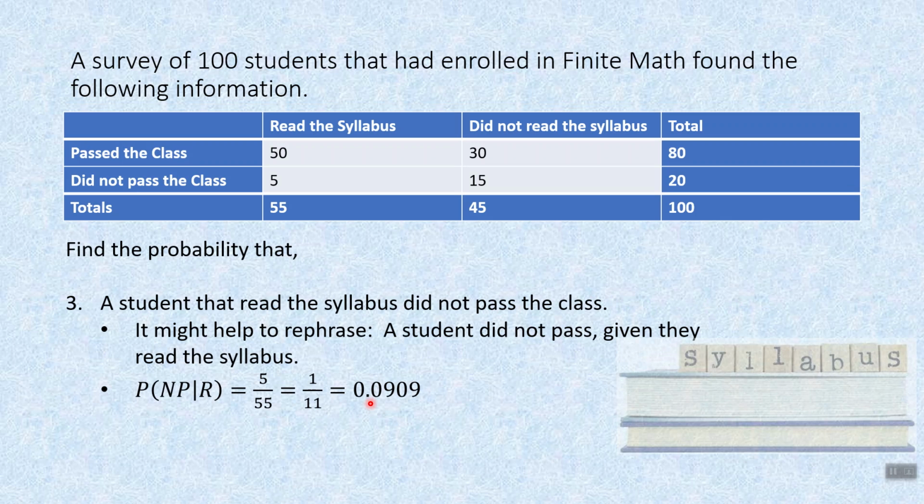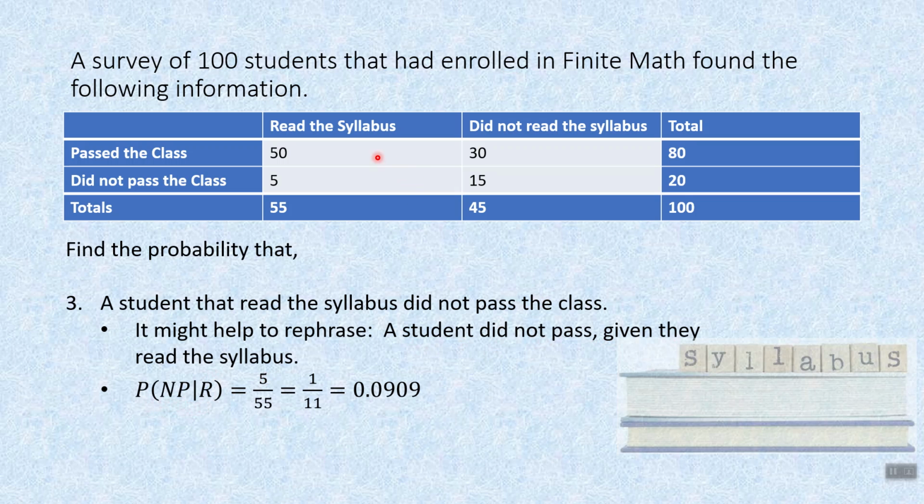Last one, I promise. Find the probability that a student read the syllabus, did not pass the class. That doesn't say given anywhere. How in the heck are we going to figure this out? So let's rephrase it. A student that read the syllabus. We know they read the syllabus, so that's our given. What's the probability they did not pass the class? So a student did not pass, given they read the syllabus. Probability of not pass, given read.